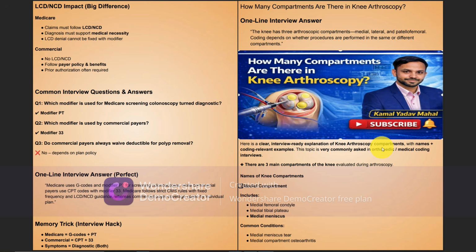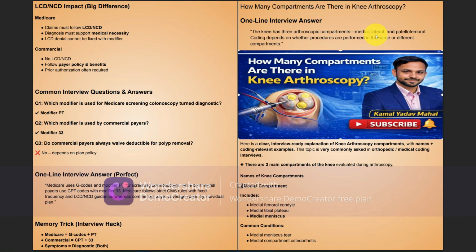Today we will discuss the questions that are most commonly asked in coding. So let's start this video and discuss how many compartments are in a knee. You will be able to see how many compartments are in the knee. The question is: what is arthroscopy? In one line, the answer is there.